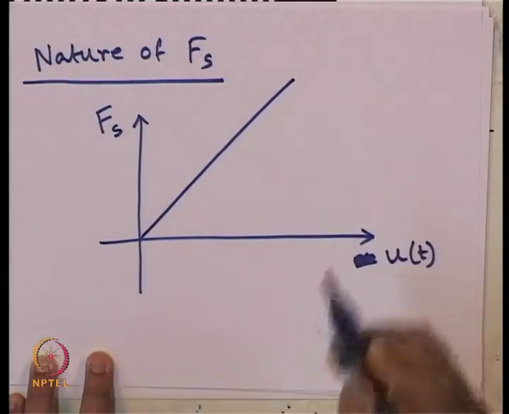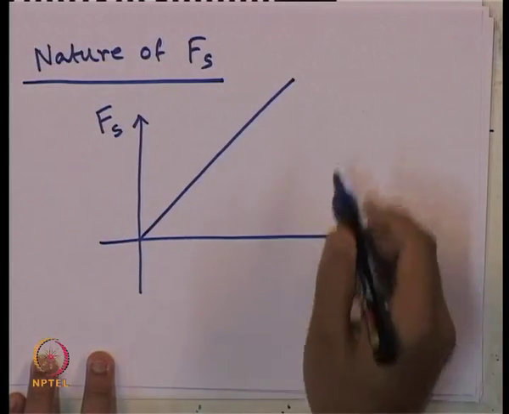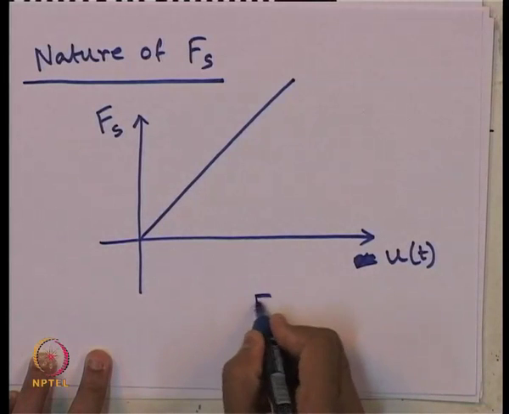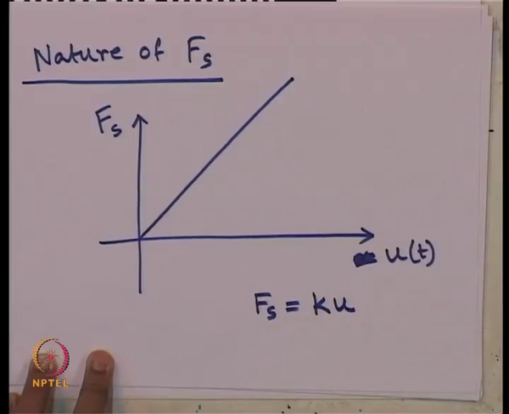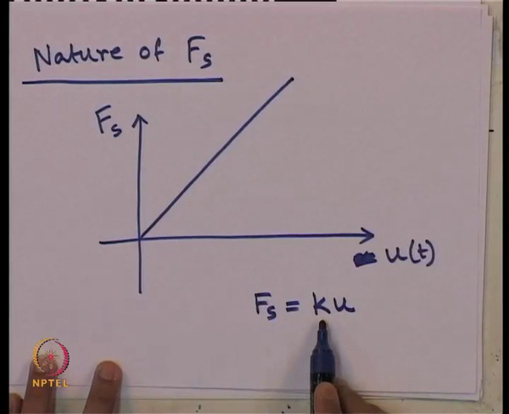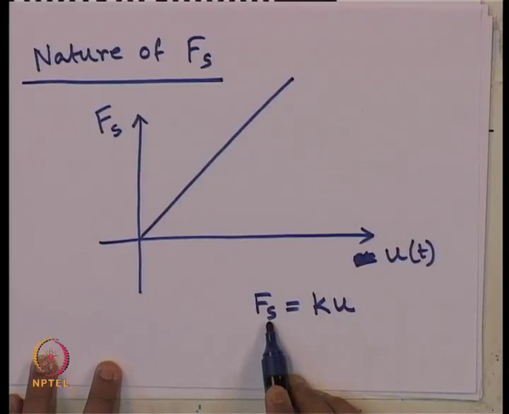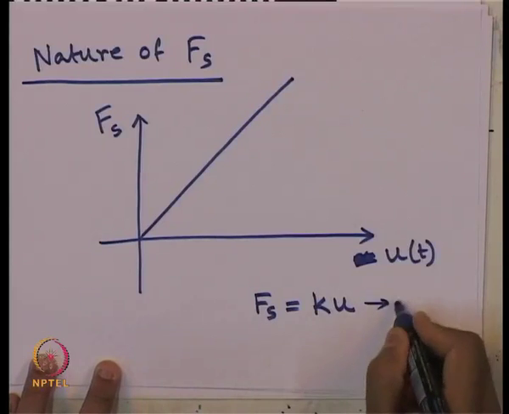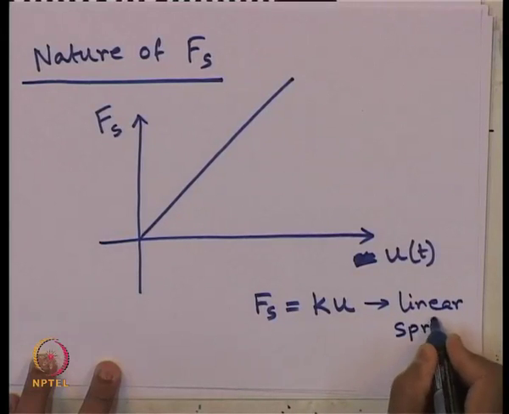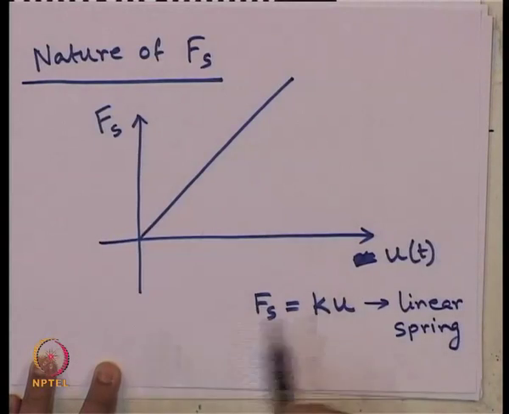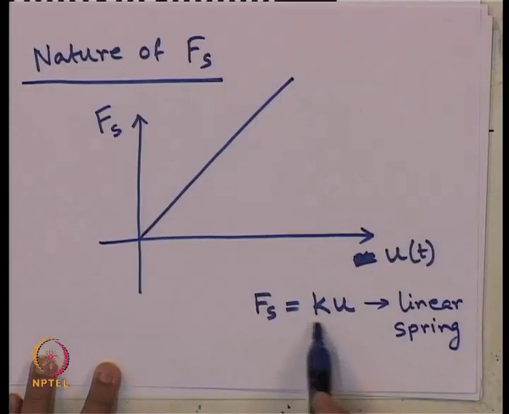It may vary like this, that is a linear variation. In that case, we write F s equals k times u. So, the stiffness constant times the displacement will give us the stiffness force. This is valid only for a linear spring, that is, where the force displacement relation is linear like this, then only the slope of this graph is nothing but the spring constant.